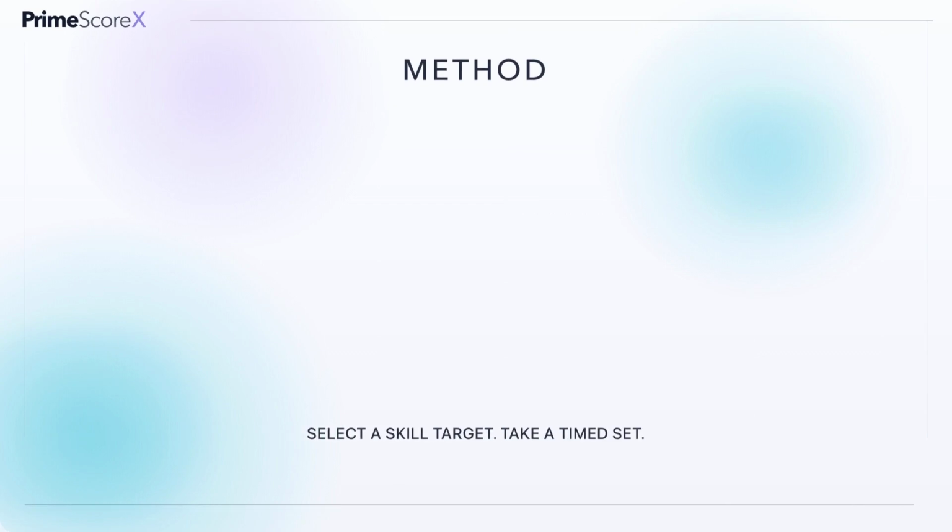Use a simple method instead of improvising. Step 1. Select a skill target. Step 2. Take a timed set. These first two moves slow the situation down just enough to create control, without turning the question or the study session into a long analysis exercise.